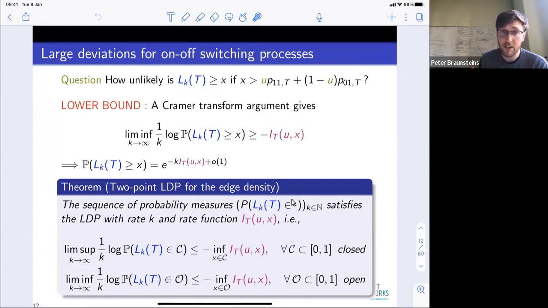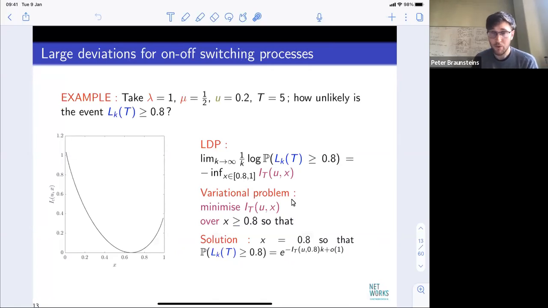So this can be re-expressed in a large deviation principle. I've called this the 2-point large deviation principle for the edge density because we're only considering 2 slices in time: time 0 and time capital T. Previously we only looked at the edge density being unusually large, but we can also look at the probability that the edge density is in any set, either closed or open. That's really all this large deviation principle is saying.